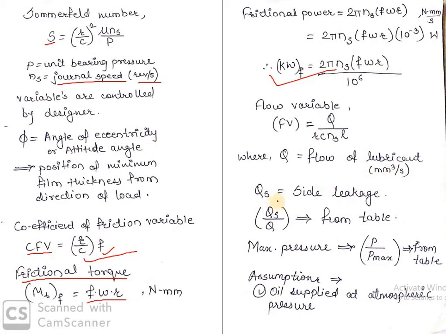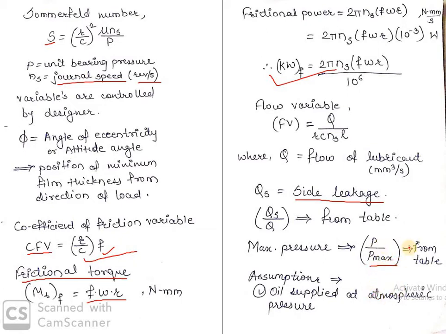Now the flow of lubricant is along the journal. At the same time some amount of fluid is leaked. There is some leakage, so the rate of flow of fluid in leakage is given by Qs. You can find it from the table, by knowing the ratio Qs by Q. Next, you can find the maximum pressure in the bearing by finding the ratio P by Pmax from the table.